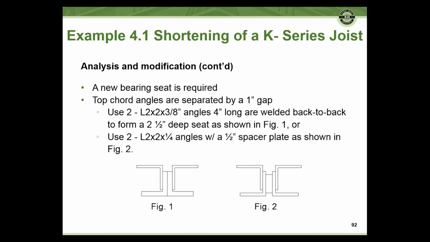So the field can always grab these two end angles right at the very end, clamp them together, and then put fillet welds in here so you don't have any gaps. If you do have gaps, AWS allows you to oversize that weld. Those gaps shouldn't be more than about 1/8 of an inch, but AWS does allow you to oversize the welds if you have a larger gap. You can always use 2 by 2 by 1/4 angles and put a 1/2-inch spacer plate in between, and that'll get you the 1-inch gap.